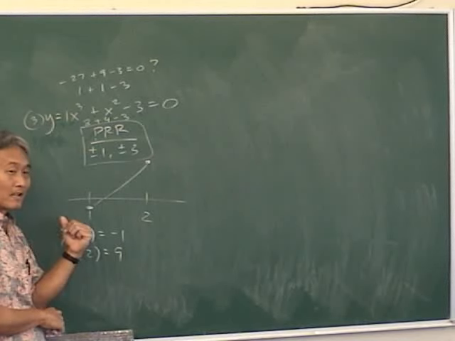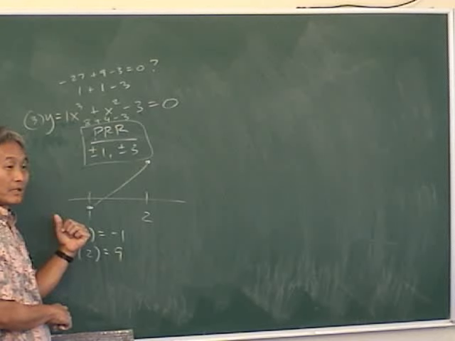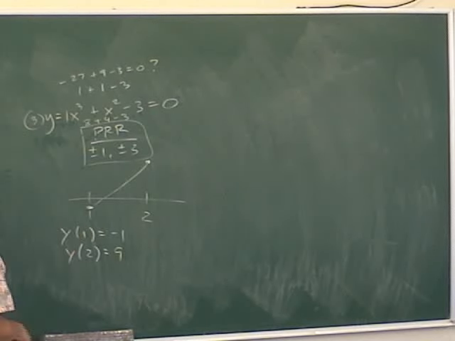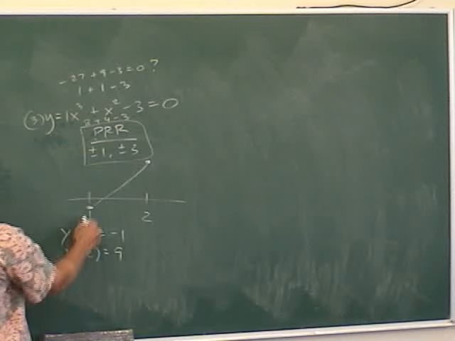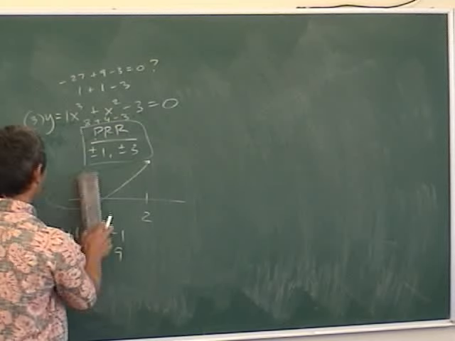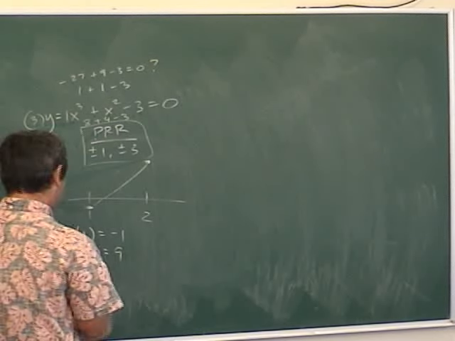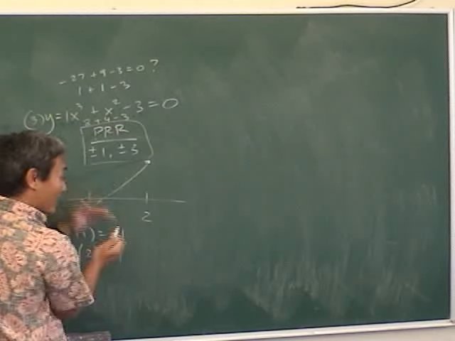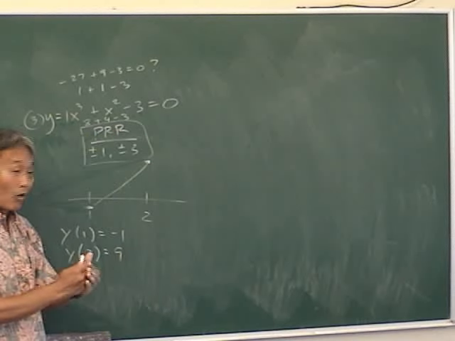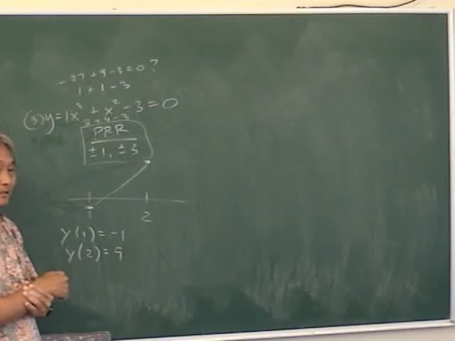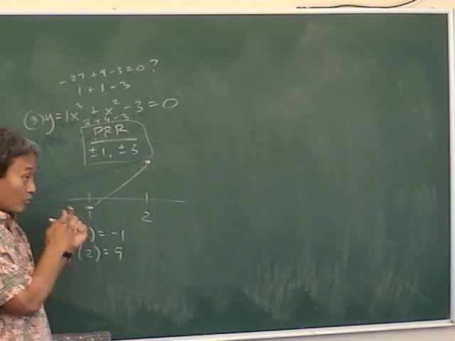We talked about this last time, right? Do you remember this? Oh, now I remember. Does everybody understand this concept? To go from negative to positive, you have to cross zero at least one time. Or from positive to negative, you got to cross zero somewhere in between. This is a super important concept.